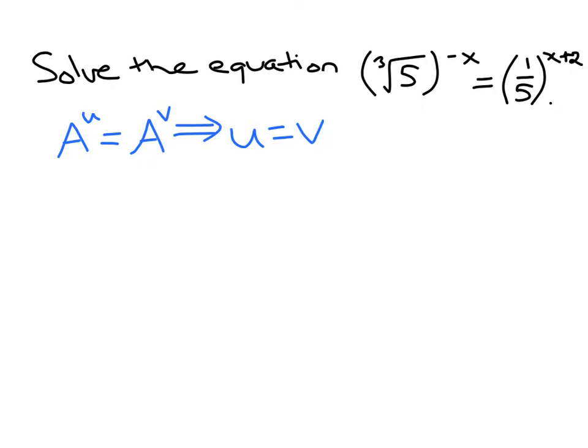The idea is if you can express both sides of the equation as powers of the same base, then, and only then, only when it looks exactly like this, so a single exponential expression on both sides with the same base, then you can drop the bases and just set those exponents equal to each other and solve from there. So in this problem, it would be nice to express both sides as powers of 5: 5 to the something equals 5 to the something, and then drop the bases and set those exponents equal to each other.